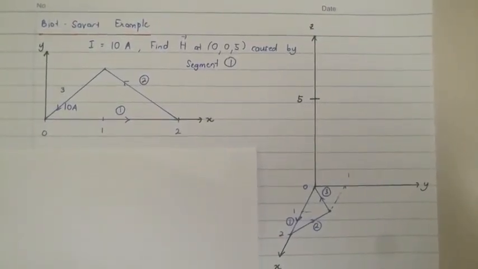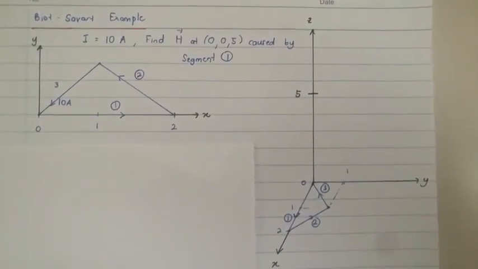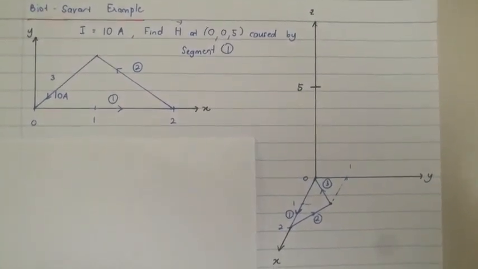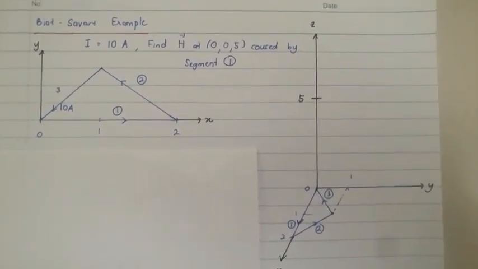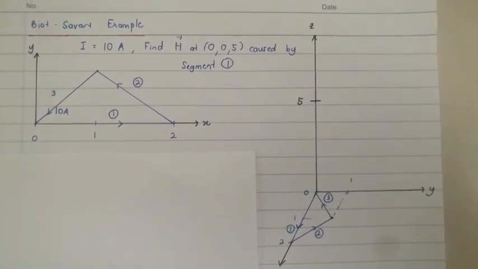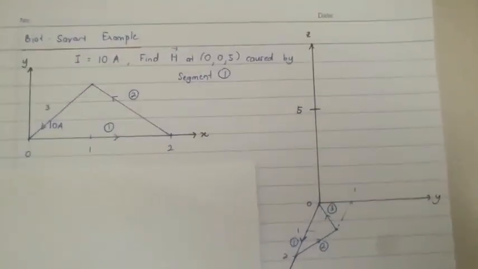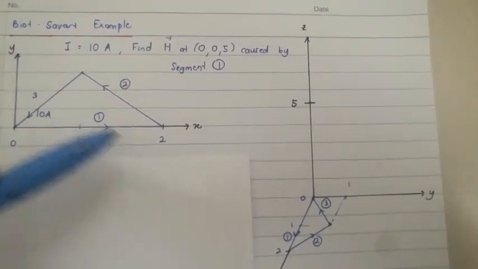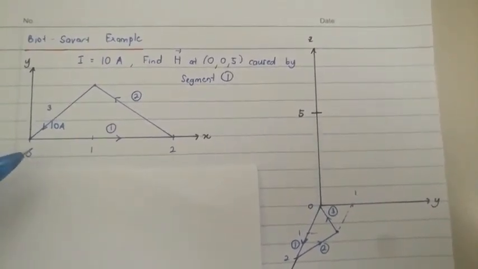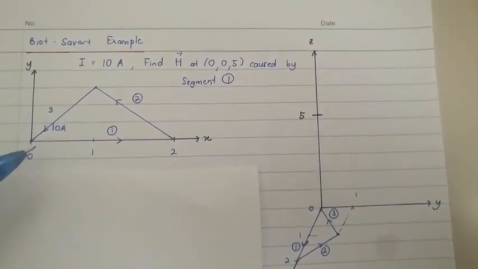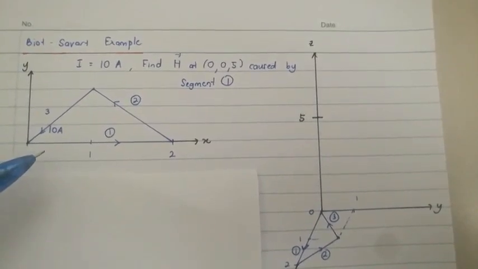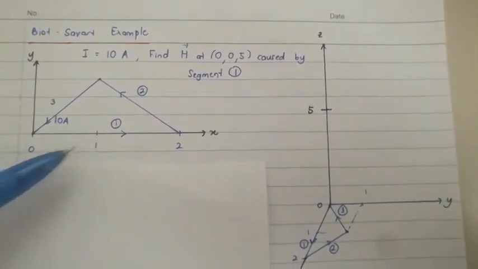Okay, and now I'm going to explain to you how to solve the question shown in the class slide last week with regards to Biot-Savart. So we have this triangle segment here. We want to find what is the magnetic field intensity produced at 005 caused by this segment, line 1.